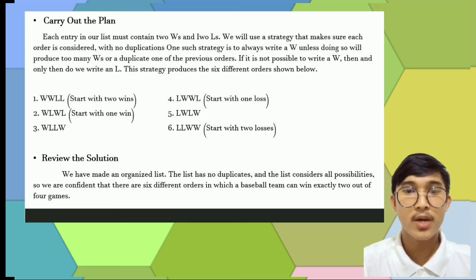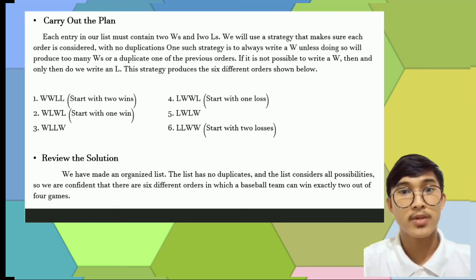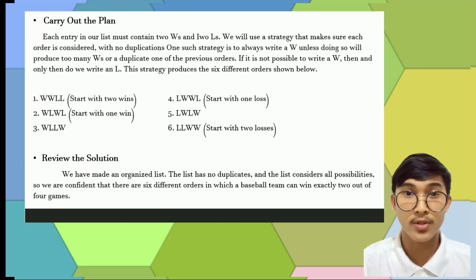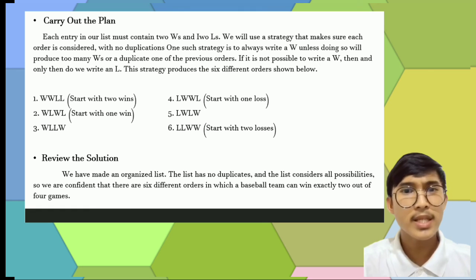Third, carry out the plan. Each entry in our list must contain 2 W's, short for wins, and 2 L's, short for losses. We will use a strategy that makes sure each order is considered with no duplications. One such strategy is: always write a W, unless doing so will produce too many W's or a duplicate of one of the previous orders. If it is not possible to write a W, then, and only then, do we write an L. This strategy produces the 6 different orders shown below.